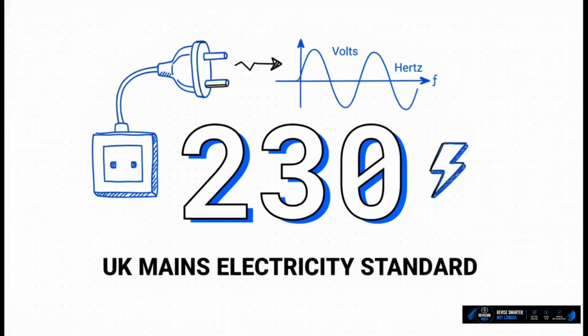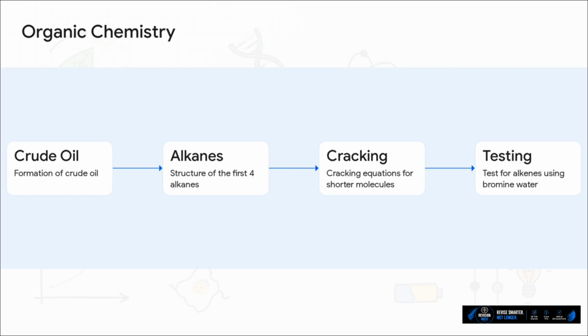All right, time for a quick challenge. 230 volts at 50 hertz. That right there is the UK mains electricity standard. Lock those numbers into your brain right this second. If an exam paper asks you for the frequency or voltage of the UK mains supply, boom, you already have it locked and loaded. Okay, let's jump back to chemistry and build on that.